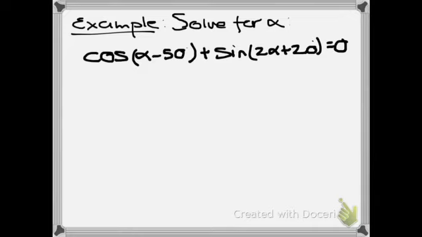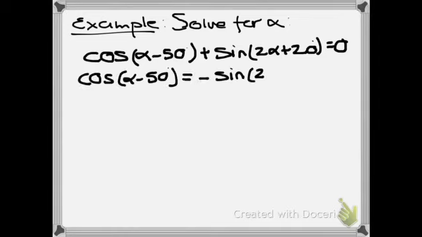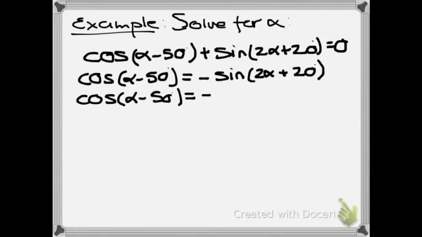For my second example, we're going to solve for alpha in cos of alpha minus 50 plus sine of 2 alpha plus 20. My first step is to take the sine term across the equal sign, and then obviously it's going to become negative on the other side. And again, we're going to need to change the sign to cos of its complementary angle. So we've got negative, don't forget about that negative, cos of 90 minus 2 alpha plus 20.